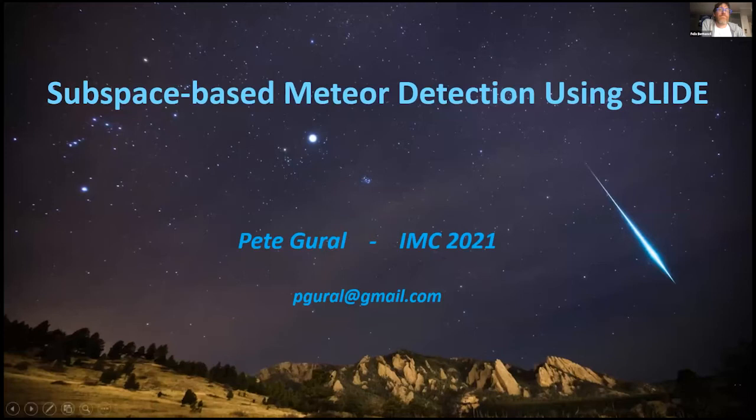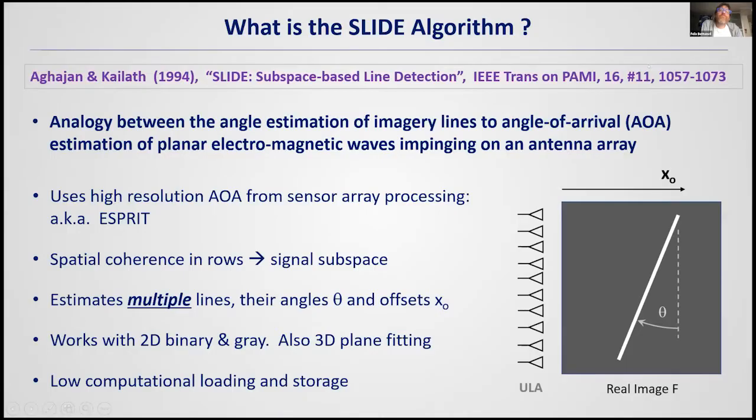Hi, I'm Pete Gural. I'd like to describe an algorithm which works in the subspace domain called SLIDE to be applied to meteors. So what is a SLIDE algorithm? It is a subspace-based line detection that was published that looked at the analogy between the angle of estimation of lines in imagery to the angle of arrival estimation of planar electromagnetic waves impinging on a uniform line array.